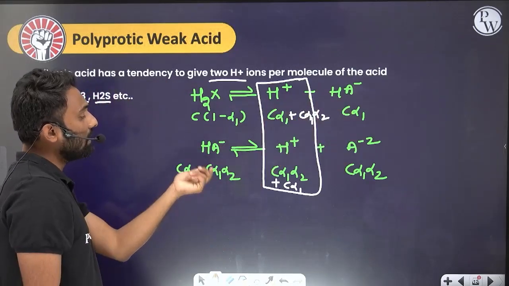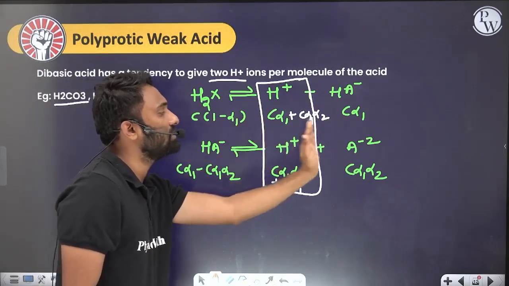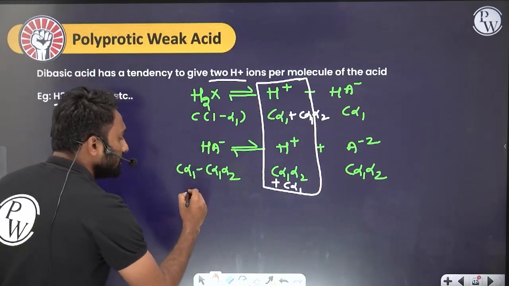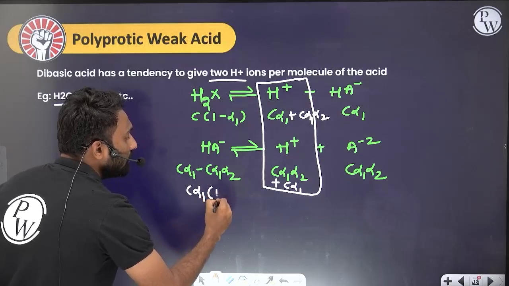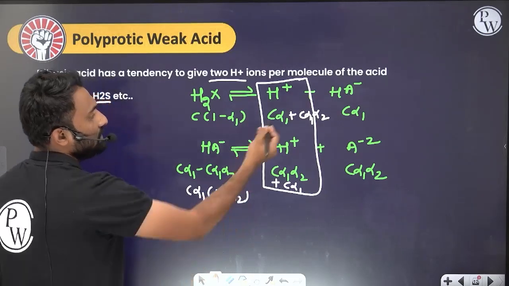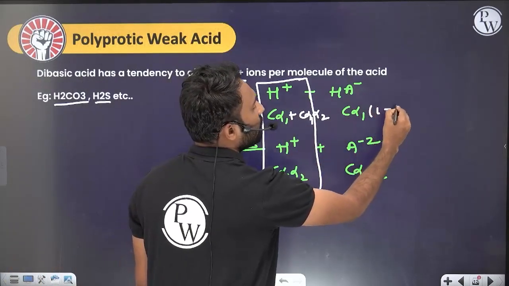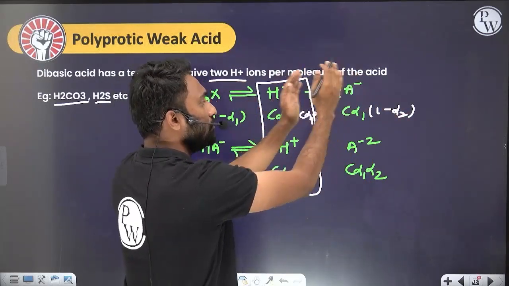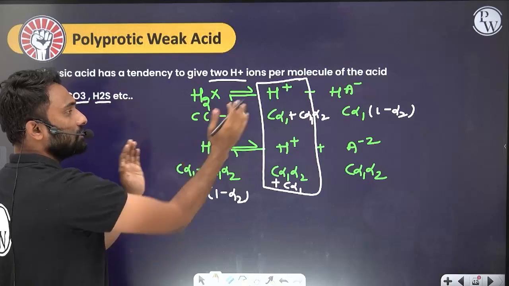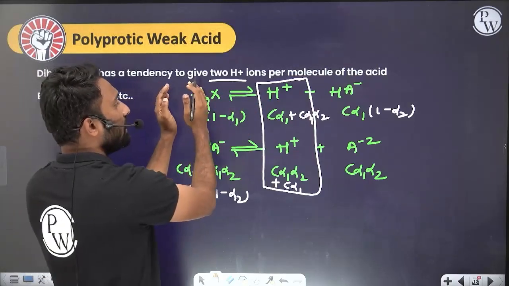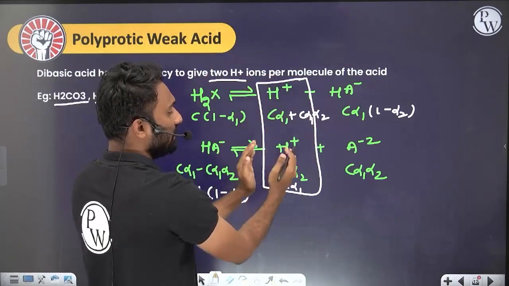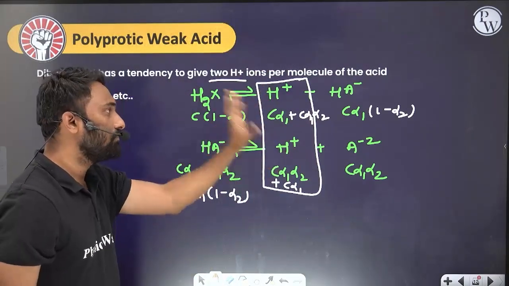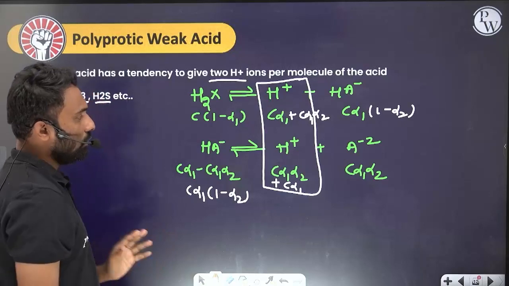In this, some concentration has been dissociated into H plus and A minus 2, which means the total H plus ion concentration is C alpha 1 into 1 minus alpha 2. Now if I substitute 1 minus alpha 2 here, the total HA minus ion concentration in the solution will become the same. Now here the total H plus ion concentration has become the same. Okay.